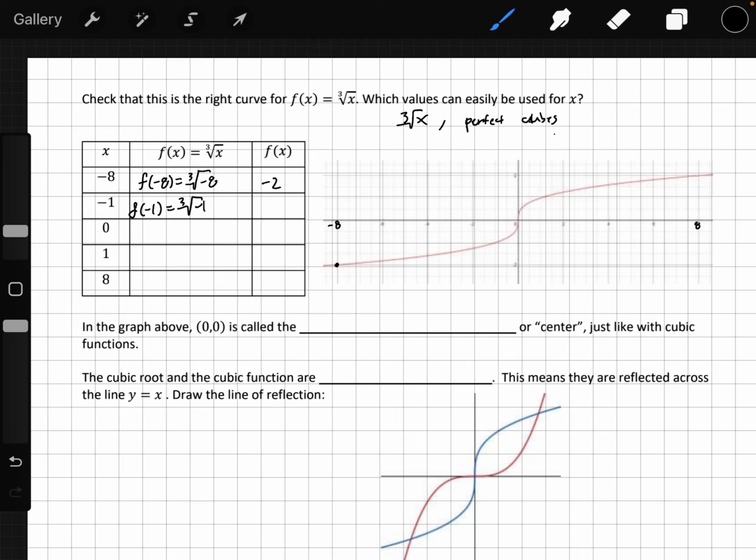When x equals negative 1, the cube root of negative 1 is negative 1. So at negative 1, y is at negative 1. And 0 is 0 here. F of x, when x is 1, the cube root of 1 is positive 1. F of x, when x is 8, the cube root of 8 is positive 2.